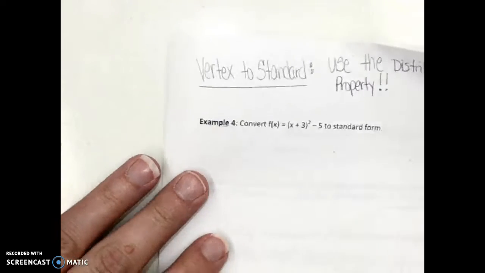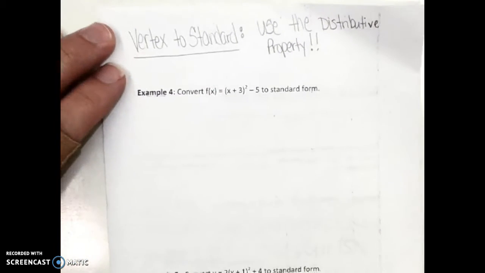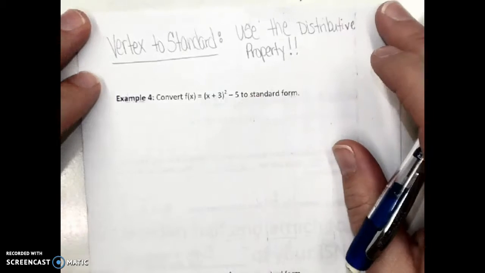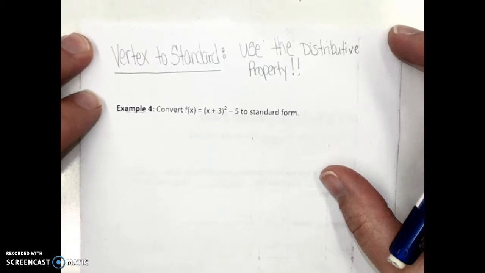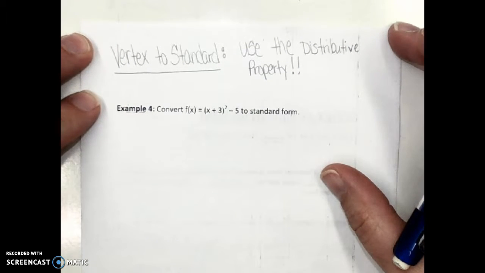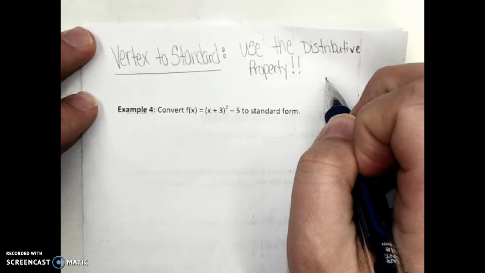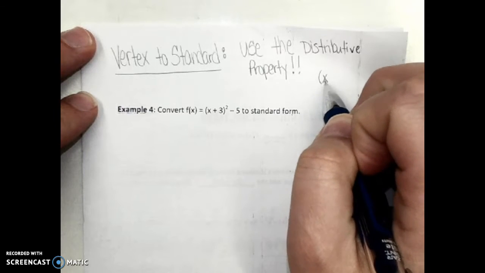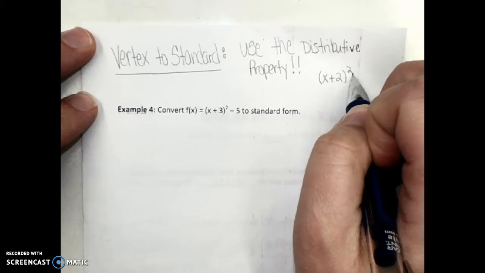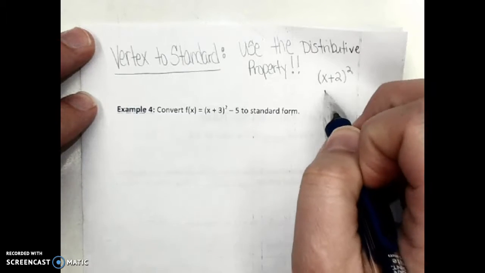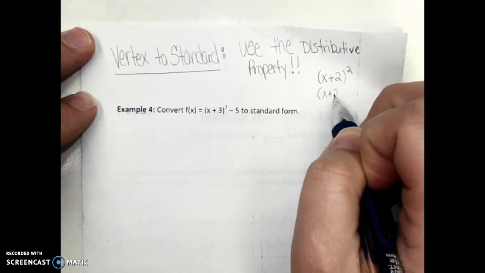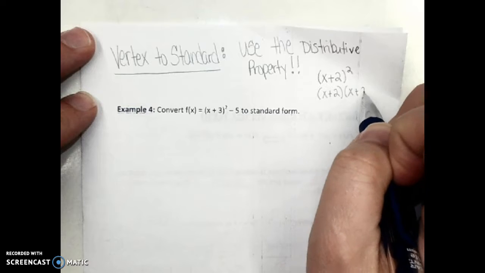So if you'll open up your notes, you're looking at example 4. I want you to write this statement up here. To go from vertex to standard form, you will use the distributive property. If you remember the distributive property, let's say you have x plus 2 squared. That means you have x plus 2 times x plus 2.